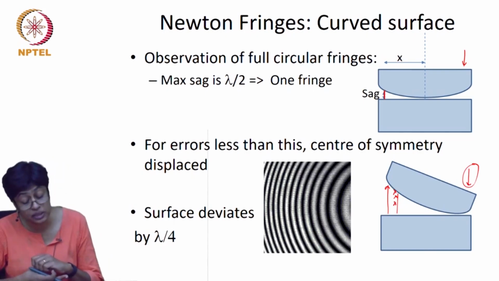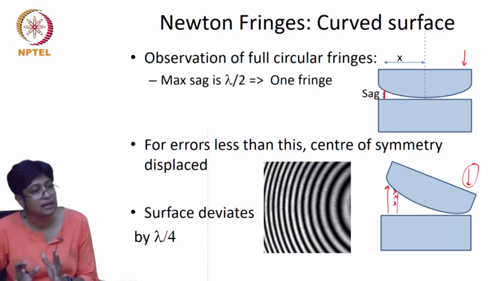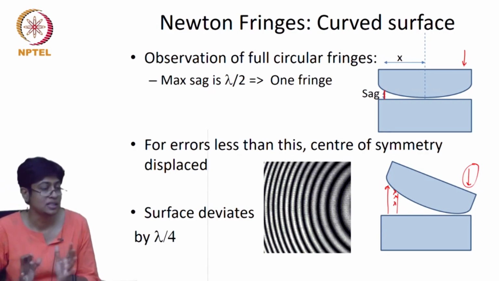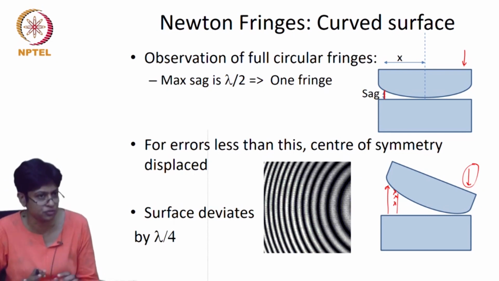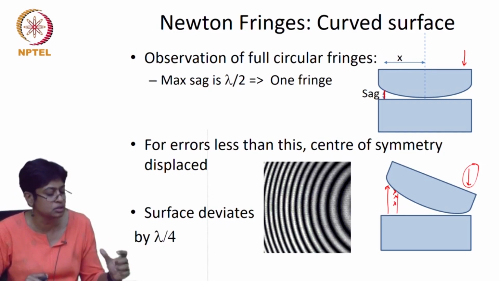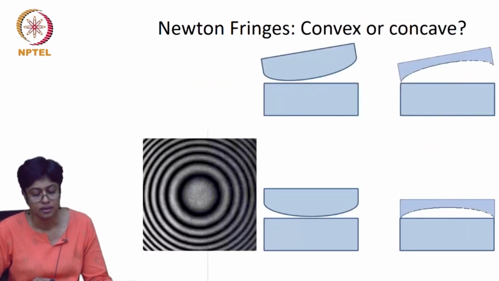So, you could either just use it not to quantify, but to qualify: is it a spherical surface, is it a flat, and so on, from the nature of the fringes you get. If you get straight line fringes, then you know that it is a flat, for example. Okay. So, you can use it to qualify, not quantify things. Okay.